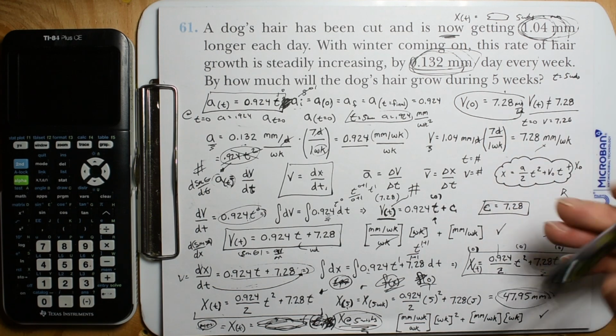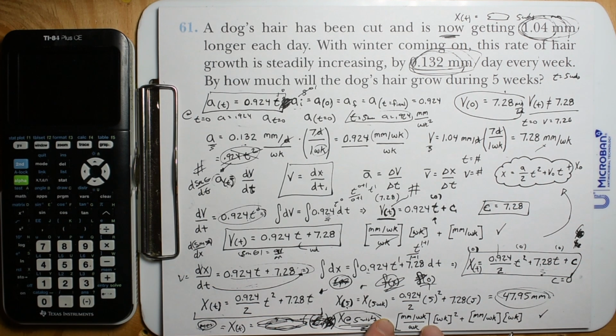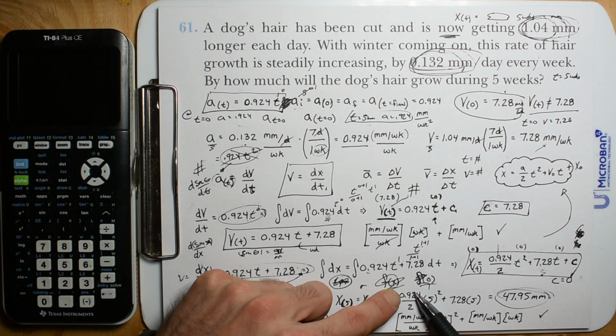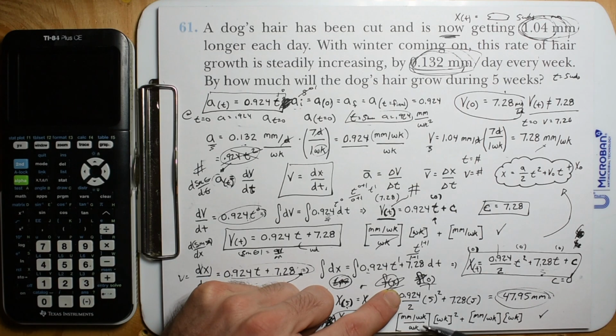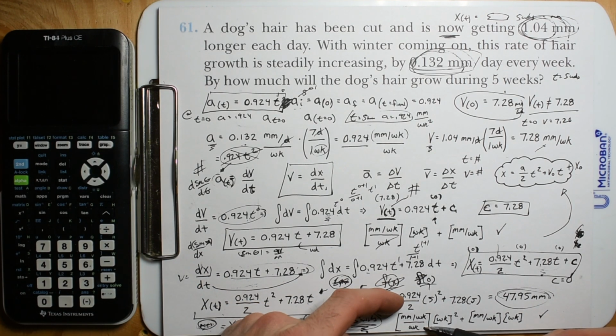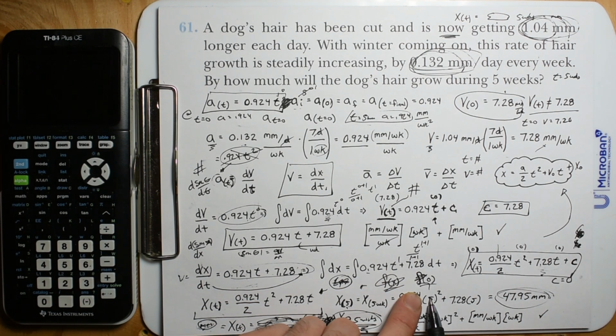Sorry about that. The camera cut out, but we're going to do a double check on units. This was our acceleration. It was in millimeters per week per week. Again, that's kind of how I like to write it. This value is in weeks, and we're going to square that. So we have 2 of these weeks downstairs. They're going to cancel both those weeks upstairs, and we're going to be left with millimeters.